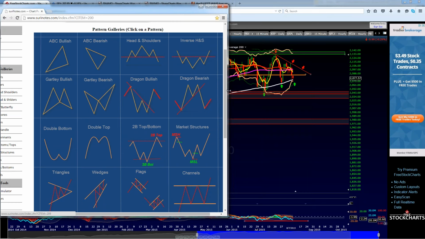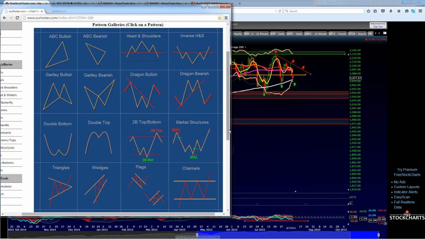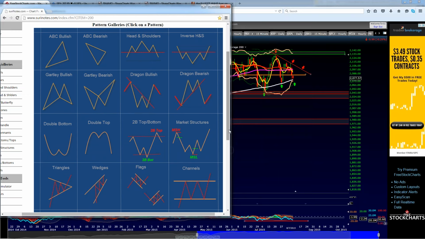This is a market structure pattern. I'm giving you kind of a hint. Is it a Gartley bearish that's going to resolve higher? Nope. You're too far advanced for me. I don't even know. Dragon bullish. That's right. It's dragon bullish, but it's also a market structure pattern.